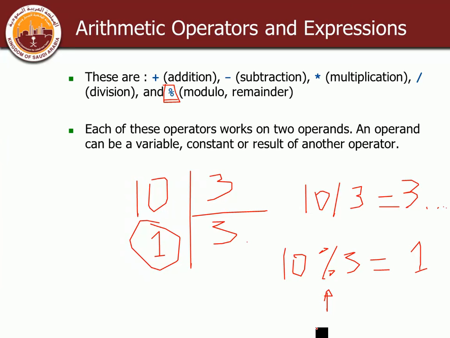If you'd like to really understand this remainder or the modular division, imagine you're a father of 2 or 3 kids. You're a father of 3 kids, and you have 10 cookies to give to your 3 kids.